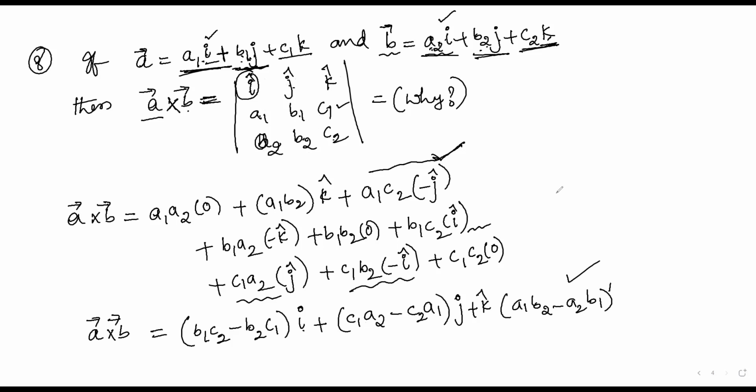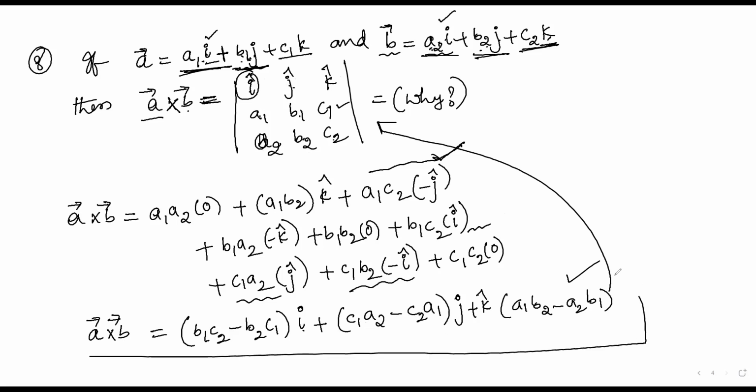You can write it as a determinant like this. Actual multiplication is like this, but this is coming as a determinant. So these are the things you need to understand about the cross product.